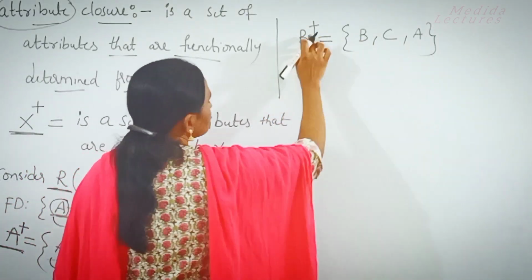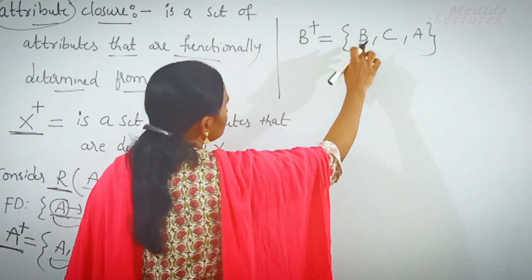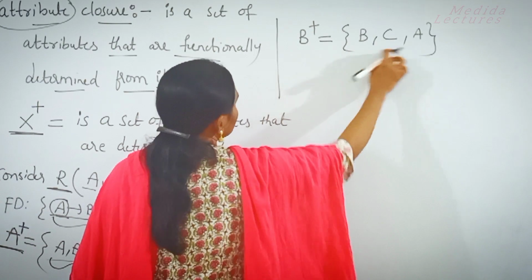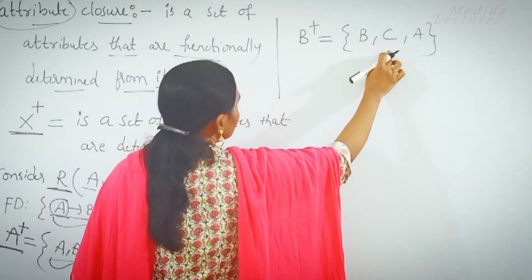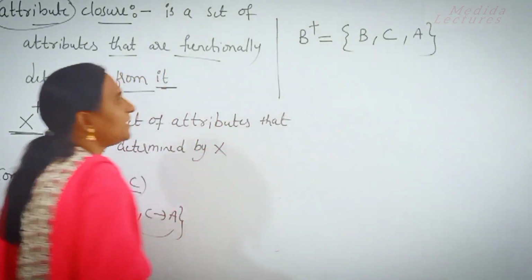So what is the B closure? B closure consists of a set of attributes. What are the set of attributes? B, C, A. These attributes are determined by B.